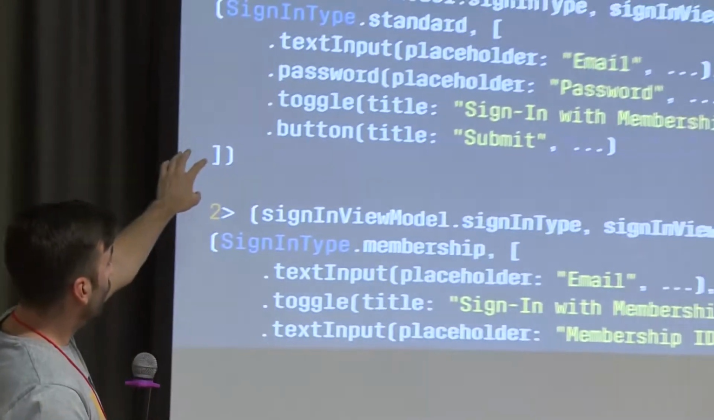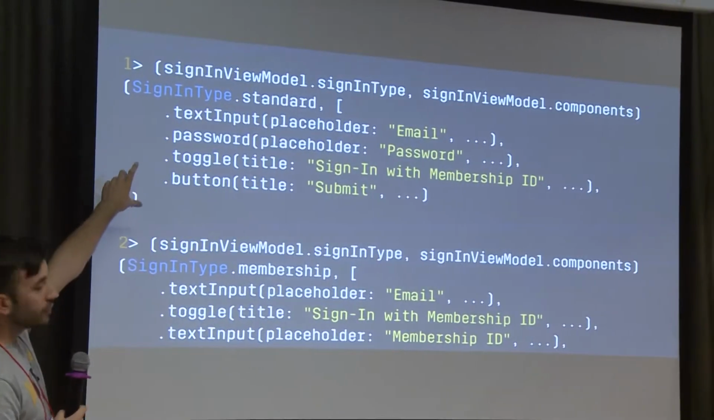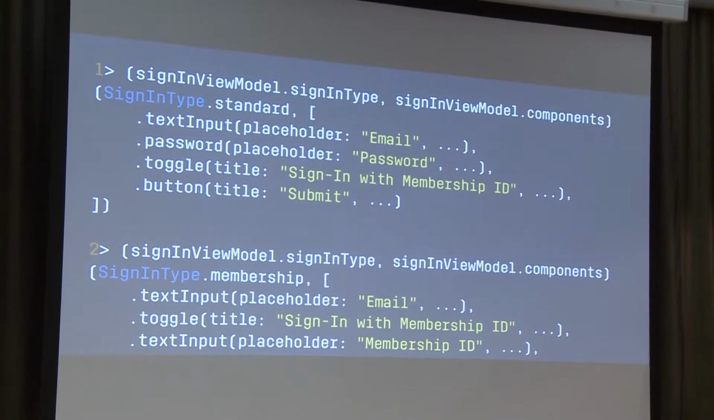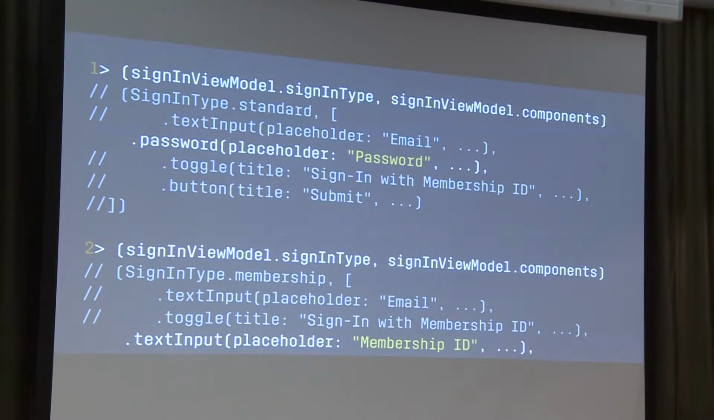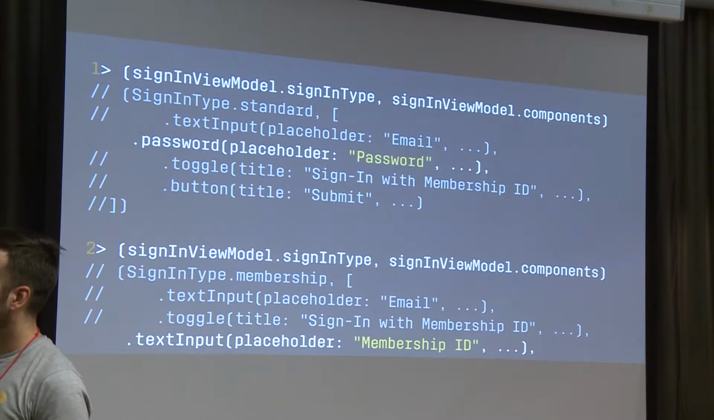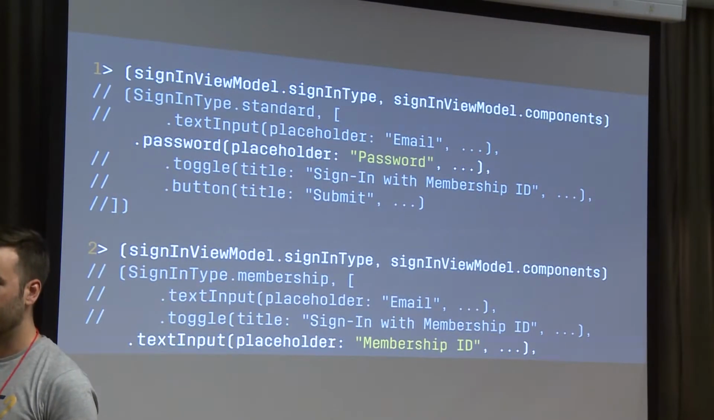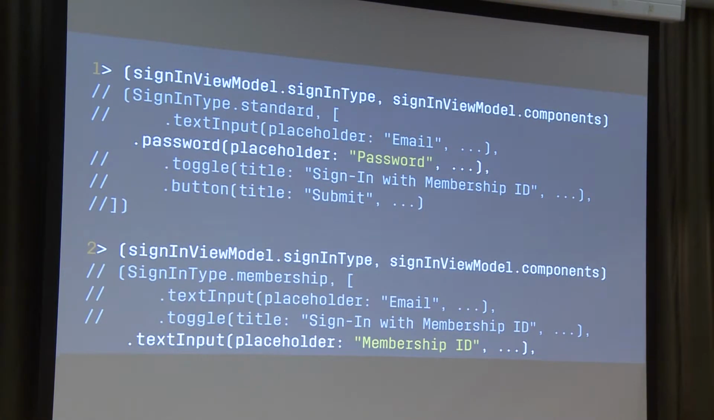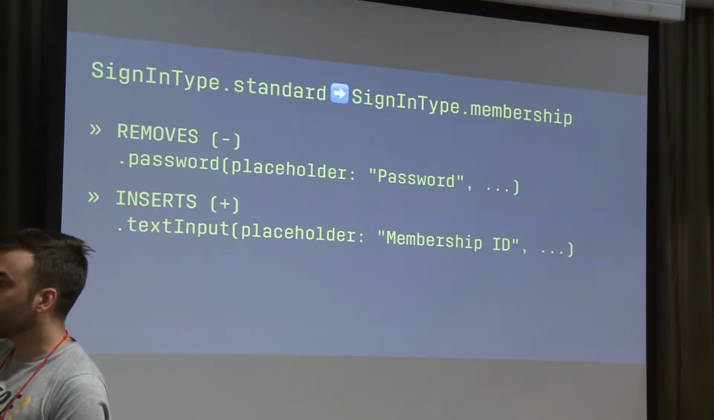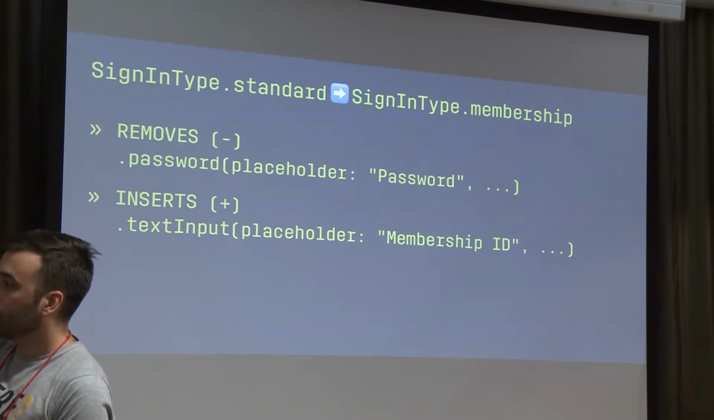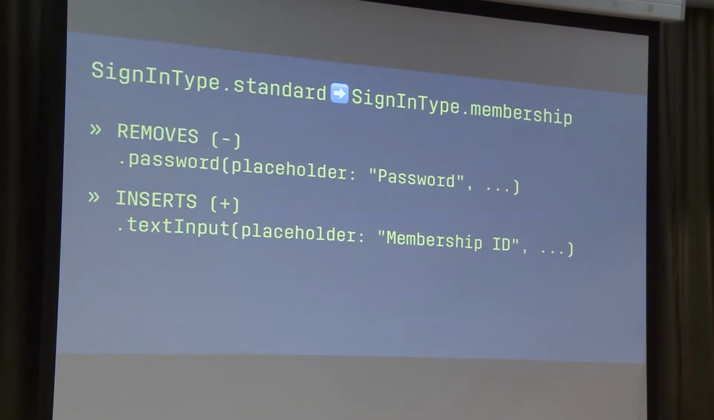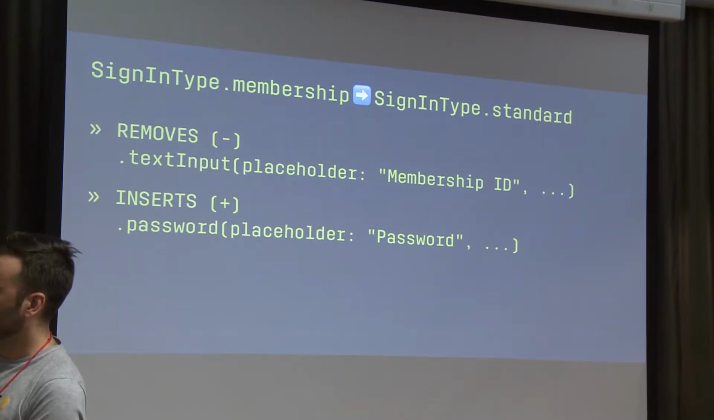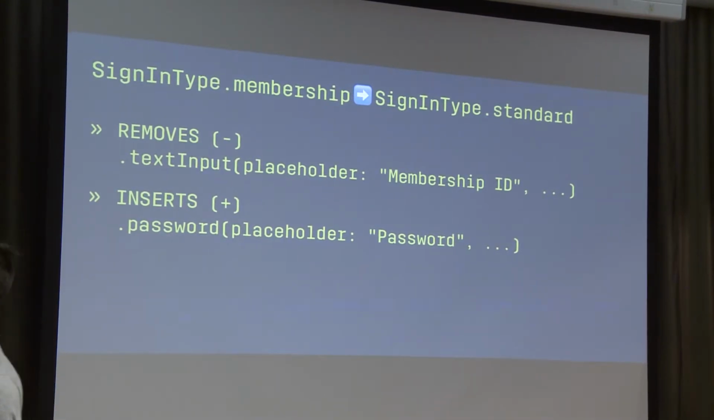For standard, our view model will have this list of components. For membership, we'll have this. And we can see that there's a small difference between them, right? It is essentially the password and the membership ID. So when we go from standard to membership, we remove the password and insert the text input for membership ID. And when we go from membership to standard, we remove the text input for membership ID and insert the password.